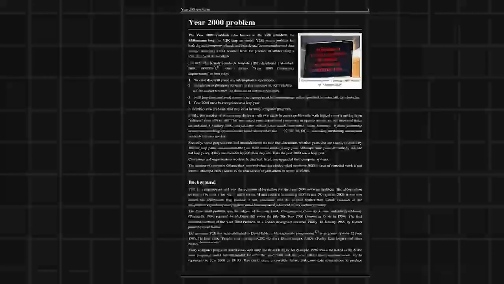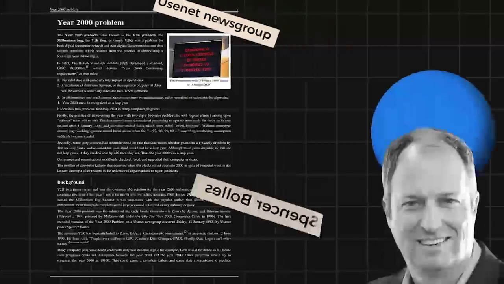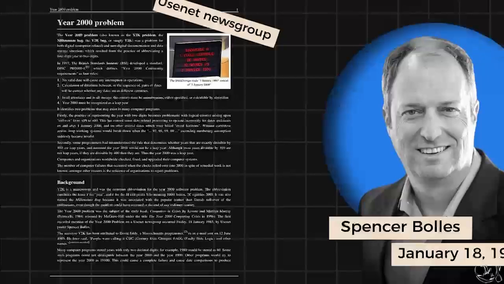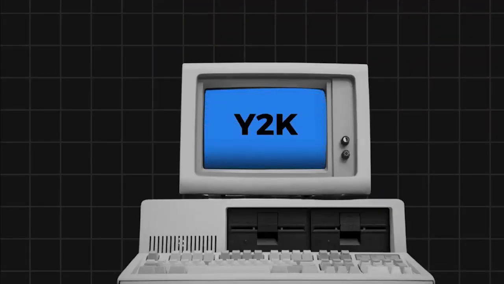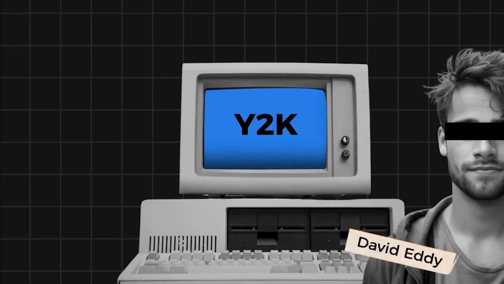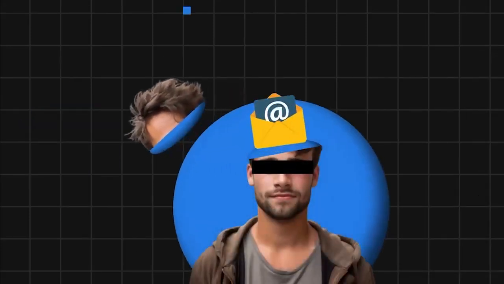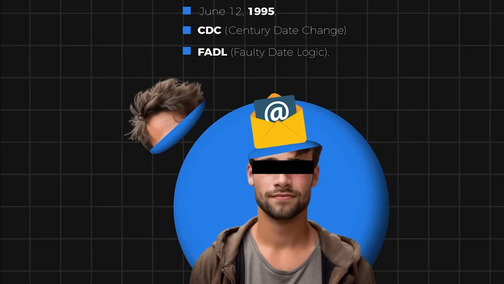The first recorded mention of it on a Usenet newsgroup was made by Spencer Bowlus on January 18, 1985. The acronym Y2K is said to have been created by a programmer named David Eddy from Massachusetts. He mentioned it in an email sent on June 12, 1995. He later mentioned that people were referring to it as CDC, century date change, and FADL, faulty date logic.